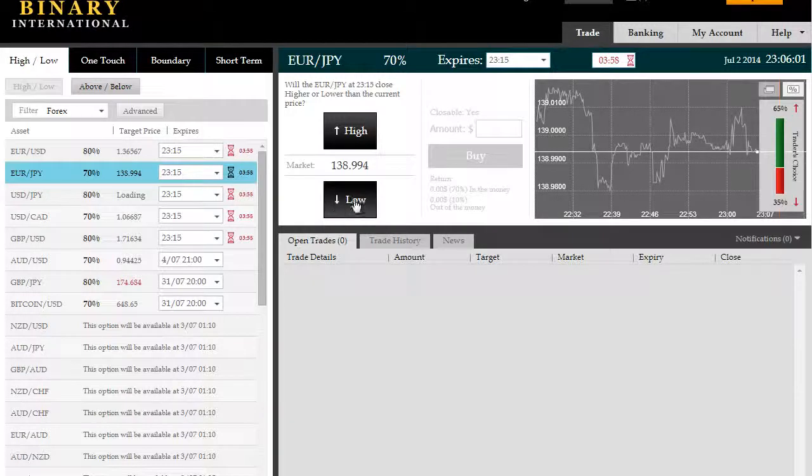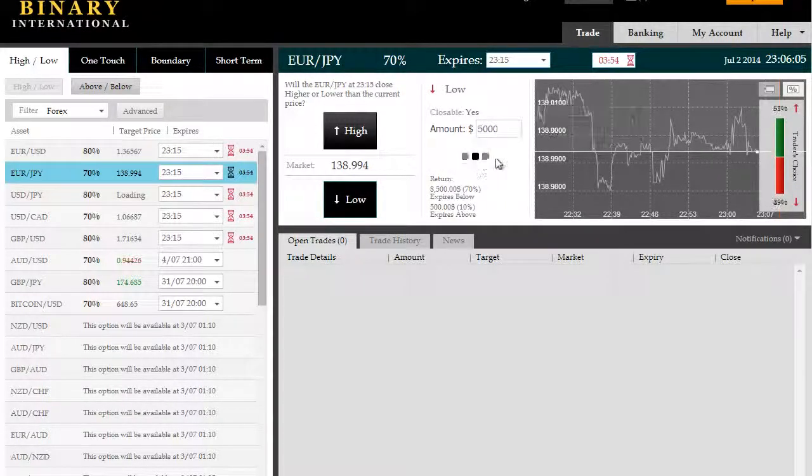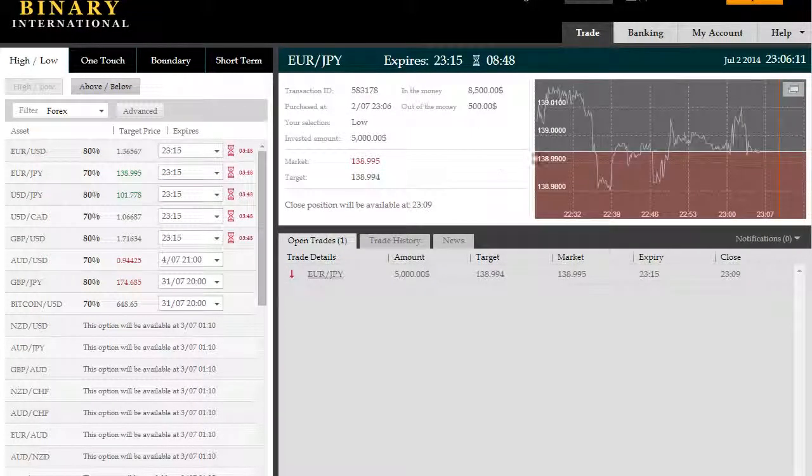Very simple. So, going with the trend, we're going to go for roughly a 10-minute low here on the Euro Japanese Yen, investing $5,000 into this trade. This trade will expire at 23:15. It is currently 23:06, so we'll come back to you shortly just before expiring.